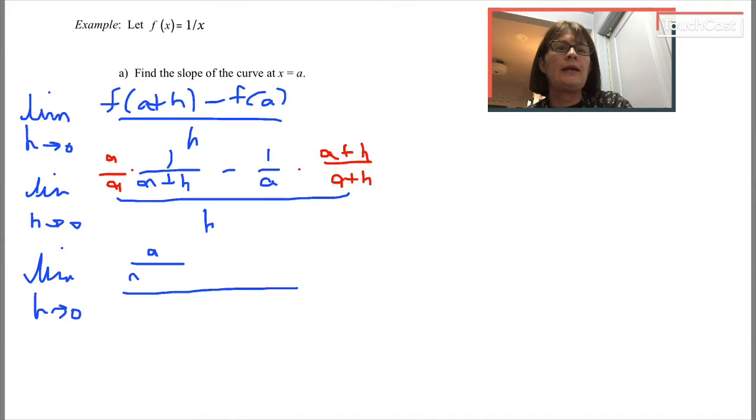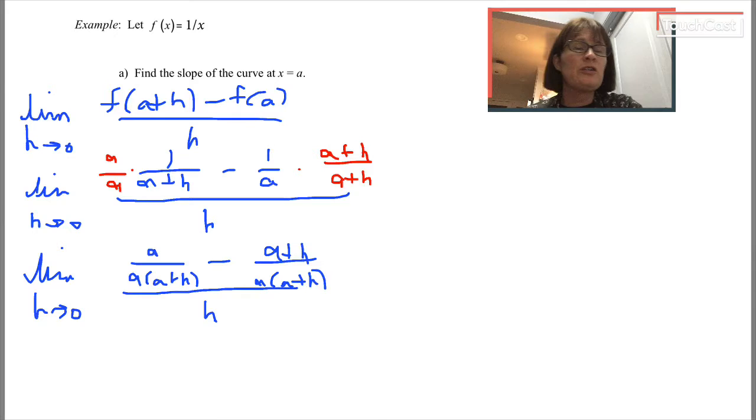a over a times a plus h minus a plus h over a times a plus h. My denominator is h. So notice here we have that first warning we got about working with difference quotients. I have the same denominator now in my two numerator fractions, but when I subtract a minus a plus h, I'm going to have to remember to distribute that subtraction.